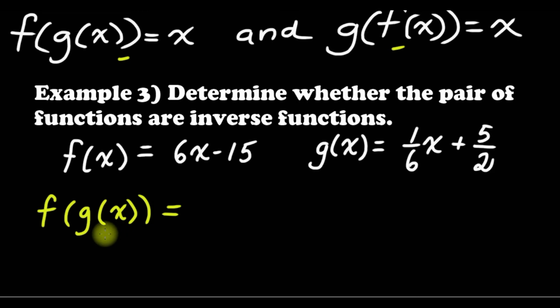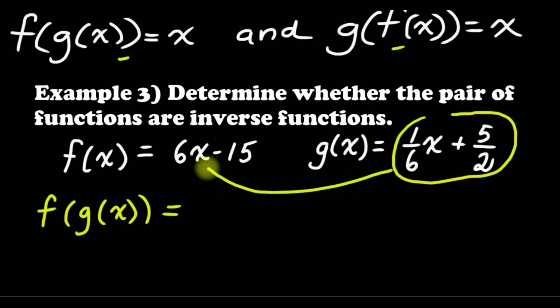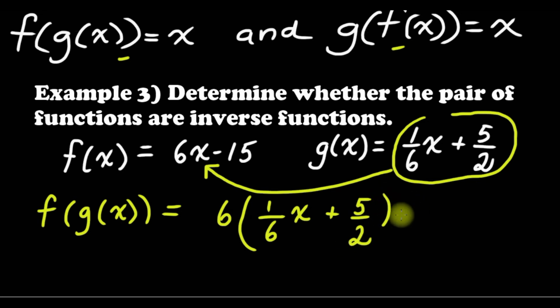Okay, so g of x is the inside function. G of x is the input. Okay, so you're going to take g of x, which is 1 over 6x plus 5 over 2. Okay, so that is going to be your input. And you're going to plug that into the x of the f of x. So it's going to look like this. So it's going to be 6 parenthesis 1 over 6x plus 5 over 2 and then minus 15.